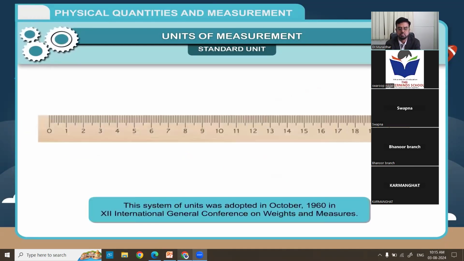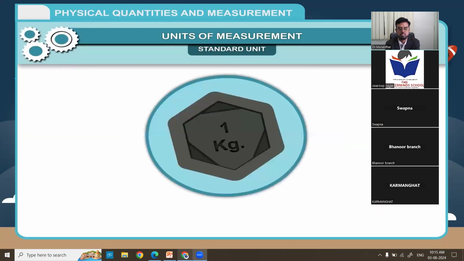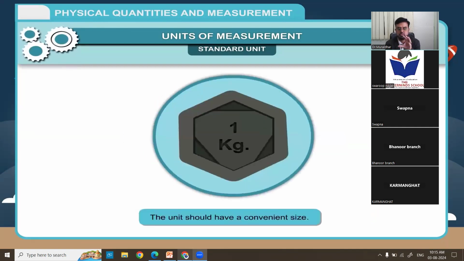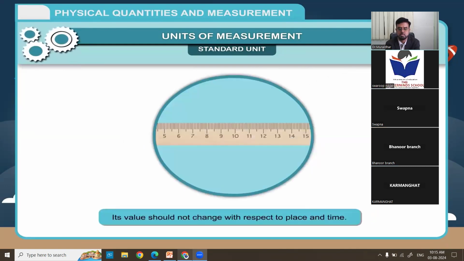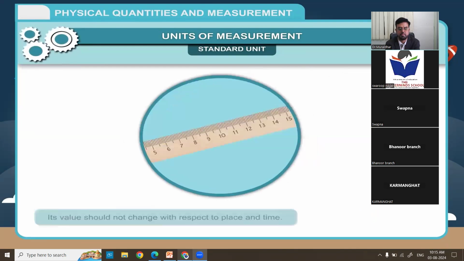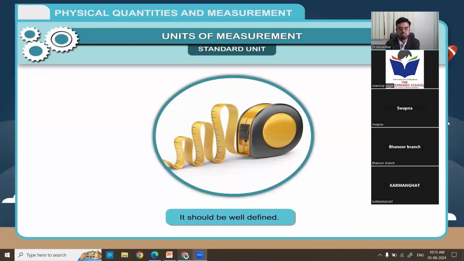This system of units was adopted in October 1960 in 12th International General Conference on Weights and Measures. It was agreed that the unit of physical quantity should have following characteristics. 1. The unit should have a convenient size. 2. Its value should not change with respect to place and time. 3. The system of units should be acceptable everywhere. 4. It should be well defined.